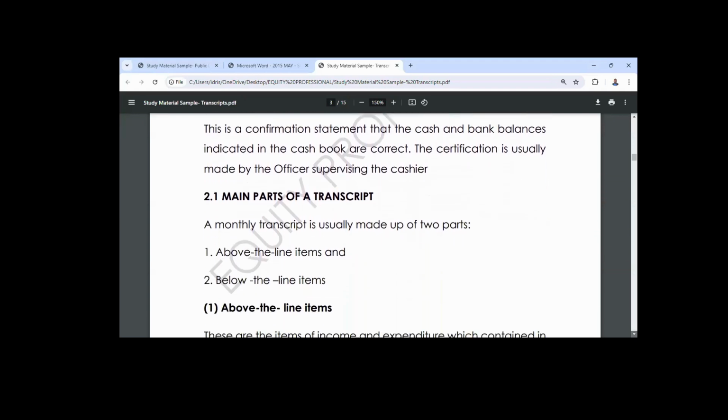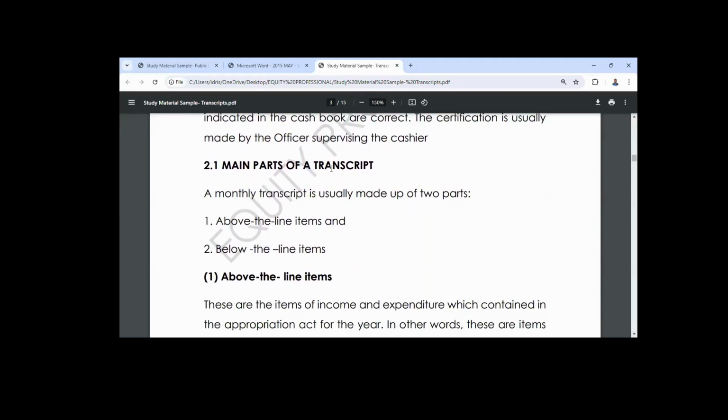Now, let's look at the main part of the transcript, that transcript that we want to prepare. What are the main parts of the transcript?